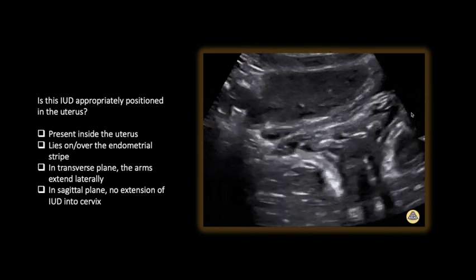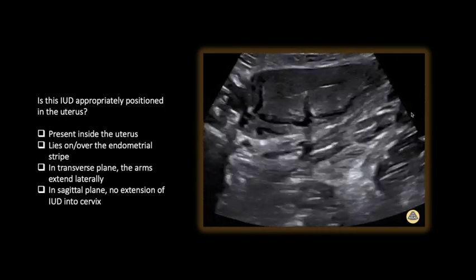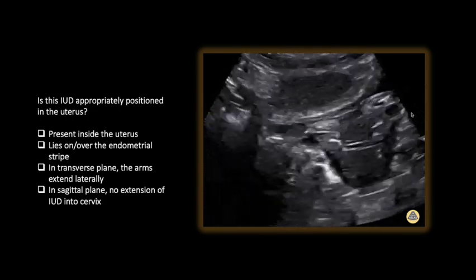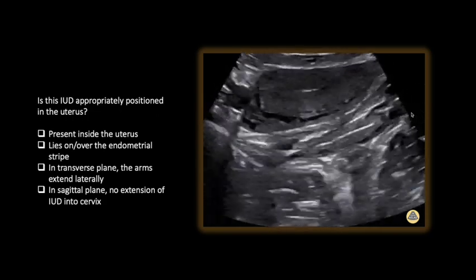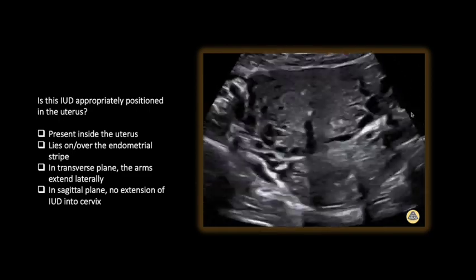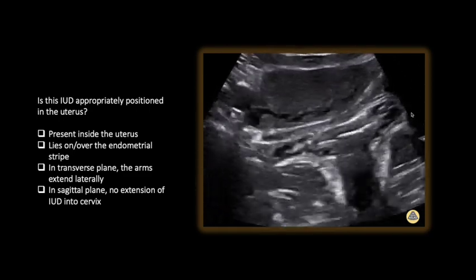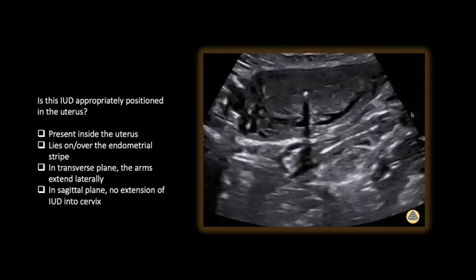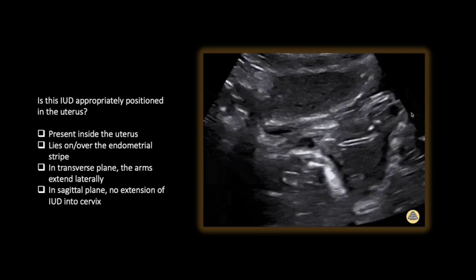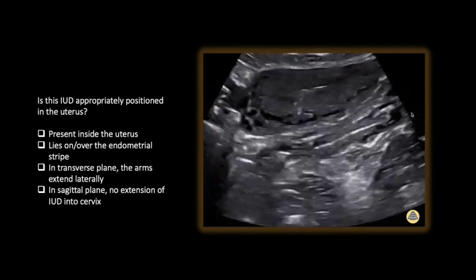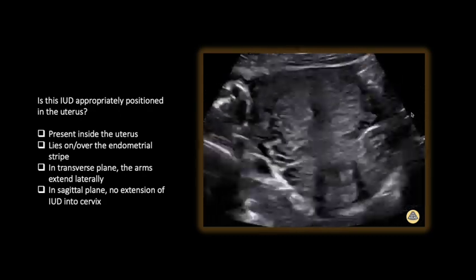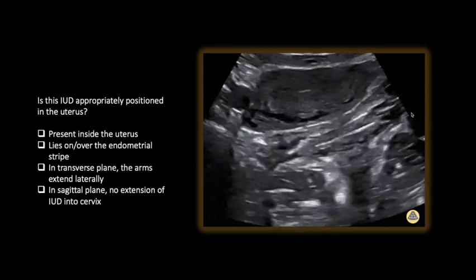Once we properly identify our landmarks and we can determine if there is in fact an IUD present, the clinical question becomes, is this IUD appropriately positioned within the uterus? The checklist for proper placement includes placement inside the uterus, on or over the endometrial stripe, and this should be symmetrically surrounded by the myometrium on both sides. And when scanning through the uterus, the arms of the IUD should extend laterally into the transverse plane of the uterus. In the sagittal plane, there shouldn't be any extension of the IUD into the cervix.